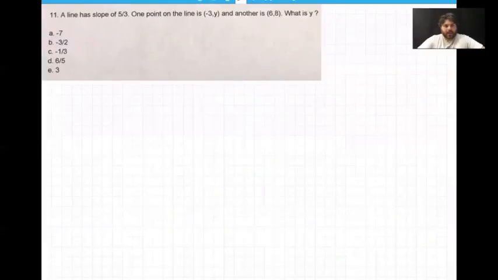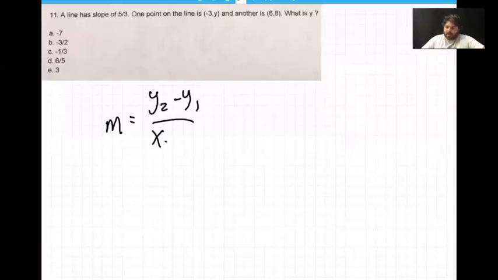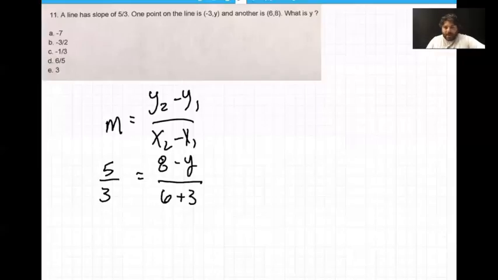All right, a line has slope of 5/3. One point on the line is (-3, y), and another is (6, 8). What is y? All right, so remember the slope is (y2 - y1)/(x2 - x1). And that's where I would start in this problem. It just talks about slope, and it's given us two points and the slope, so I would just start there. Now it says that m is 5/3, and what do they say y2 is? That's 8 minus y1, which is y, divided by x2, which is 6, minus a -3. So we end up adding a 3.